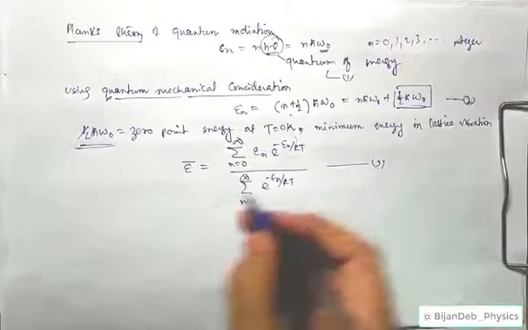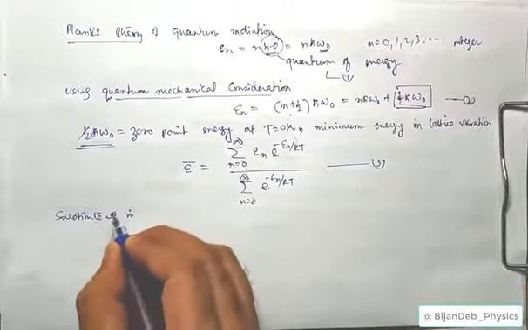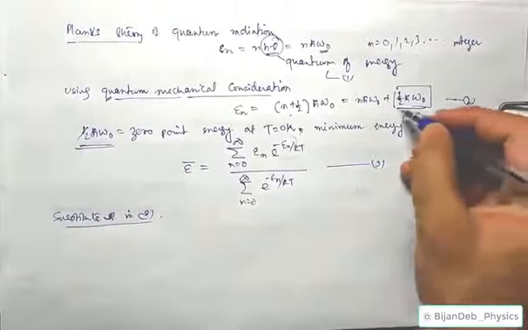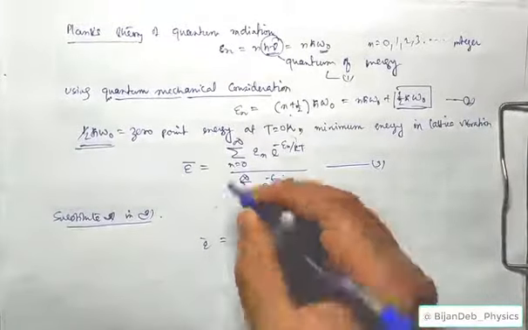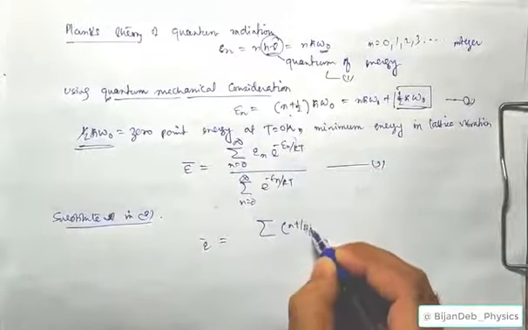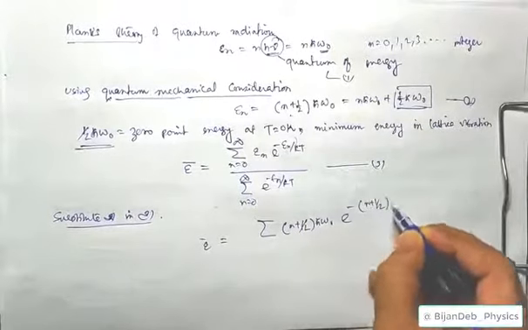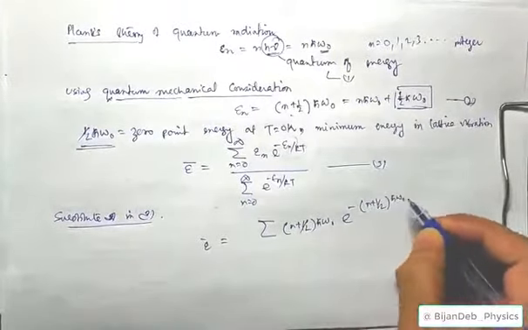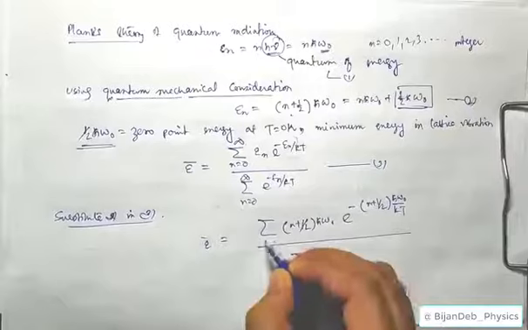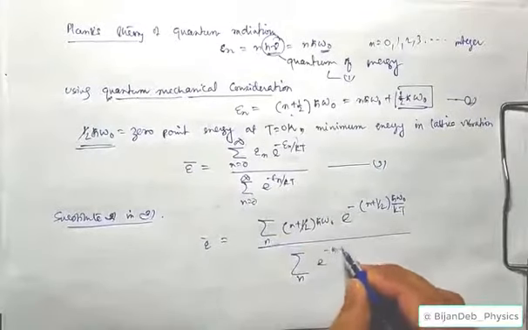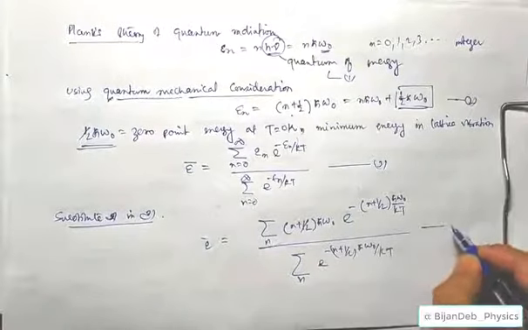So now we will substitute 2 in 3. If you put this here, what will be the average energy? The summation will be 0 to infinity, I am not mentioning that, of n plus half h cross omega 0 times e to the power minus n plus half h cross omega 0 by kT, divided by the summation over all n of e to the power minus n plus half h cross omega 0 by kT.